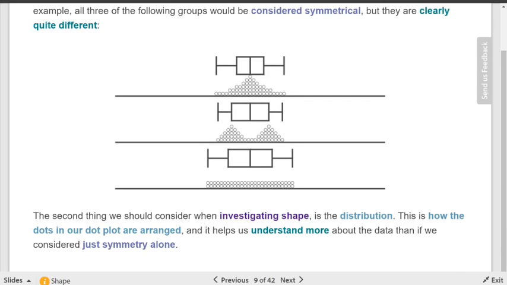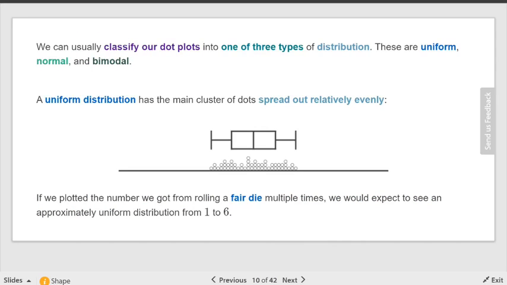So the second thing you should consider when you're investigating shape is the distribution, or in other words, how the dots are arranged in your data. So not just symmetry alone, but also distribution. If you look at the box plot, it's very symmetrical, isn't it? The box and whisker plot. But if you look at your data, is it piled up in the center? No, it's kind of just spread out. But because the box plot is very symmetrical, what we can say is that these things are spread out in a uniform distribution. They're not exactly the same like those dots we saw earlier, but you can see that they're pretty uniformly spread out. In other words, there's no peak at all, is there? Okay.